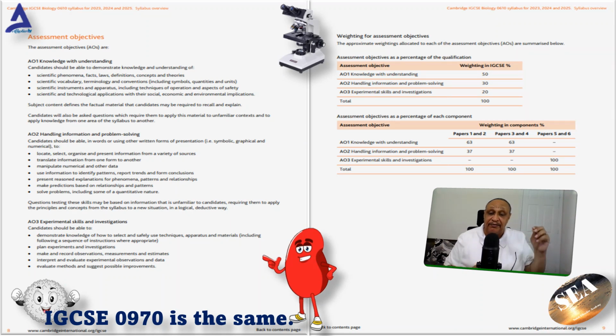Assessment objective number 1 is to test your knowledge with understanding. When they test your knowledge with understanding, that means the question is going to ask you about information in your book and in your syllabus, which your teacher has taught you. You have it, you pass through it, and you know it, and you have to answer it.